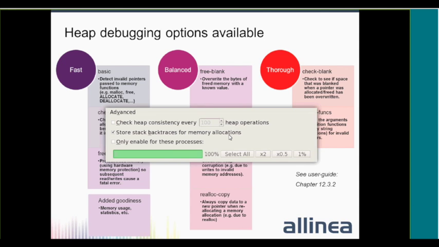One way to reduce this overhead is to change the advanced options available on the memory debugging menu, and typically you can choose different things. First of all, you can check how often you want the heap to be monitored.